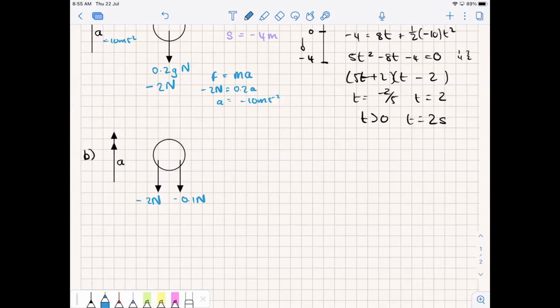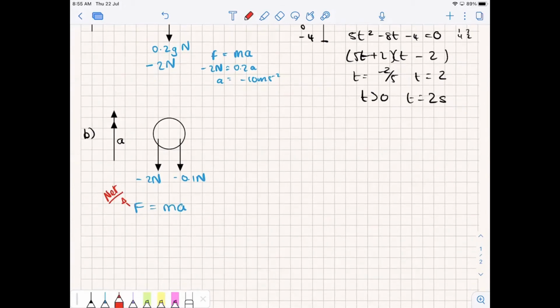Okay, we need to take force is equal to mass times acceleration, right? And we need to remember that this is net force, okay? So my net force is just the sum of all the forces acting on the object. So this is going to be minus 2 newtons minus 0.1 newtons. The mass of the object is still 0.2 kilograms, and the acceleration is what we're trying to work out.